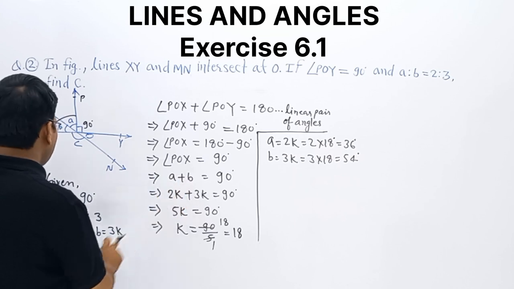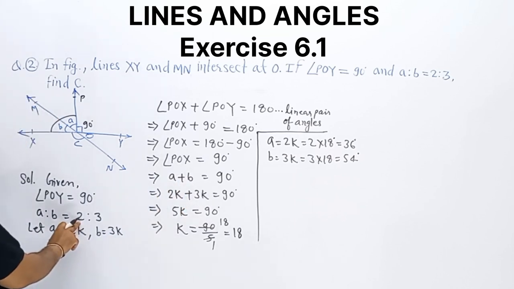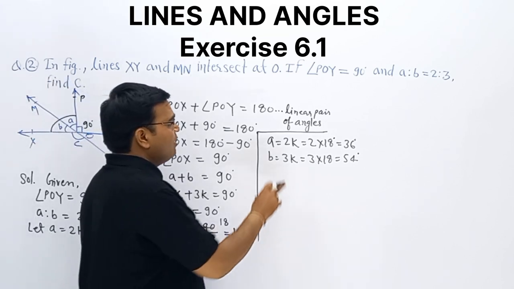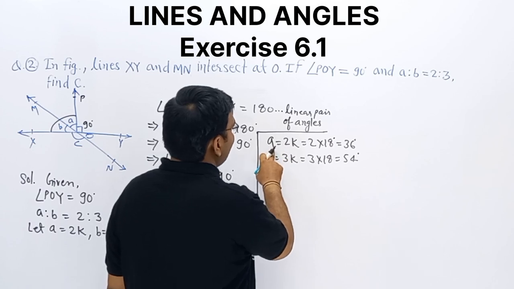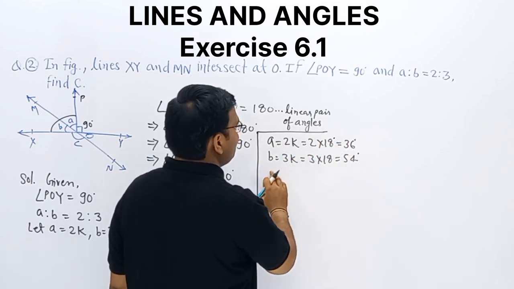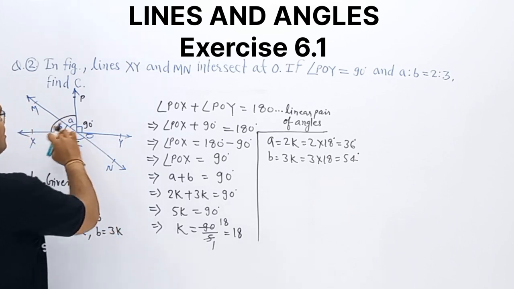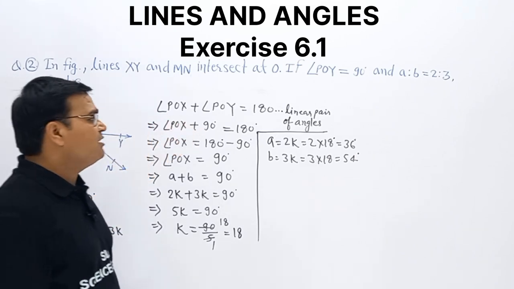And A and B we assumed, given in the ratio form in the question. So 2:3, I am assuming A equal to 2K and B equal to 3K. Putting and solving, K equals 18 degrees. Now K equal to 18, then A will be 36 degrees and B equal to 54 degrees. And the sum of both will be 90 degrees. It means whatever values we obtained are correct.